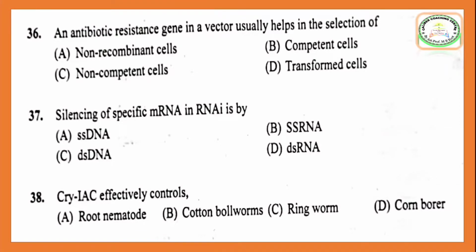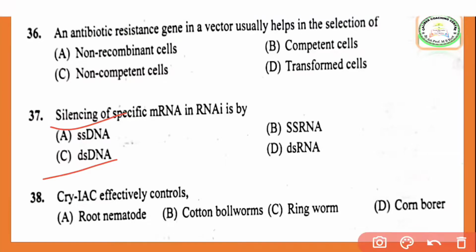An antibiotic resistance gene in a vector usually helps in the selection of non-recombinant cells, competent cells, non-competent cells, transferred cells. So the answer for question number 36 is option A, non-recombinant cells. If you want to check the answer for this question, it is there in the NCERT second PU, page number 199, if you can go for it.